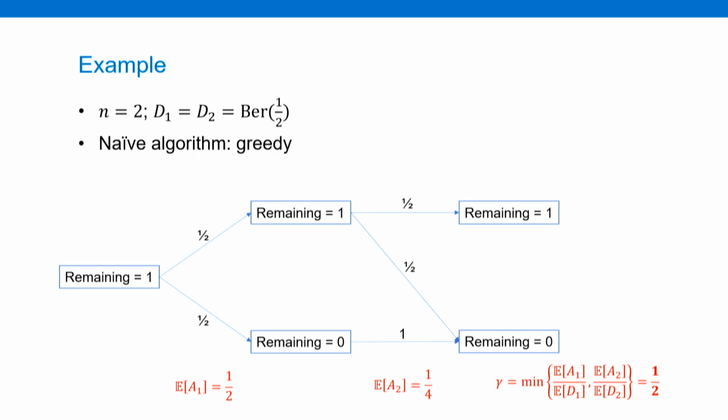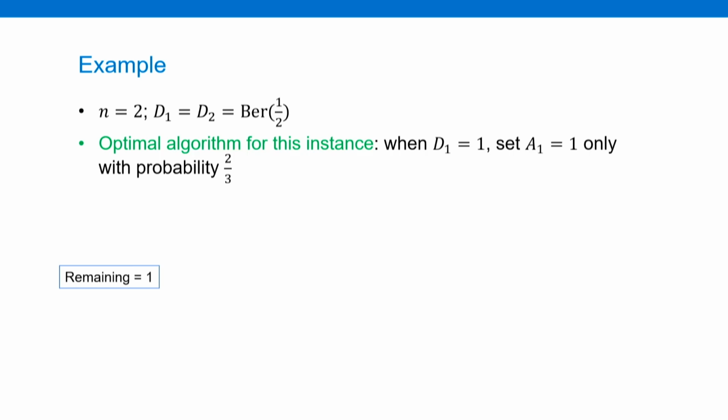But in terms of fairness, let me now show you the optimal algorithm for this problem. Essentially, to be fair to the second agent, you can't always give the first agent the food when they want it. What I'm going to do is, even when d1 equals 1, set a1 equals 1 only with probability 2/3. And then I can redraw this diagram.